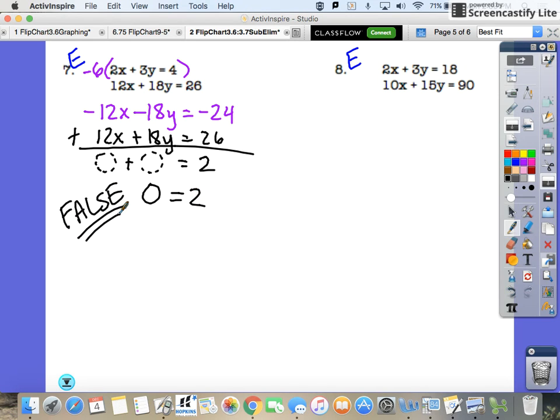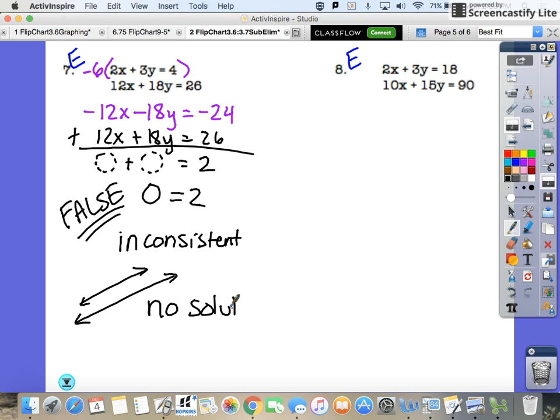So because this is false, this is one of those inconsistent equations. 0 is never equal to 2. So inconsistent, that's the one where they're going to run parallel to one another. They never touch. So there's no solution. If you come out with something that is a lie, something that's false, you can just say there's no solution.